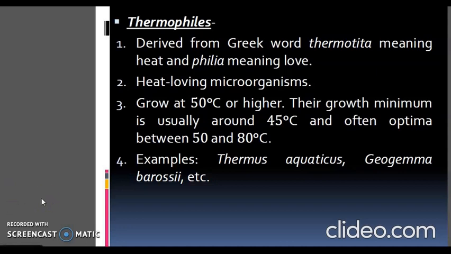They grow at high temperature, hence they have more heat-stable enzymes and protein synthesis systems. The membrane lipids are also temperature stable. They are more saturated and more branched. The examples include Thermus aquaticus, Geogemma barossii, Thermoplasma acidophilum.